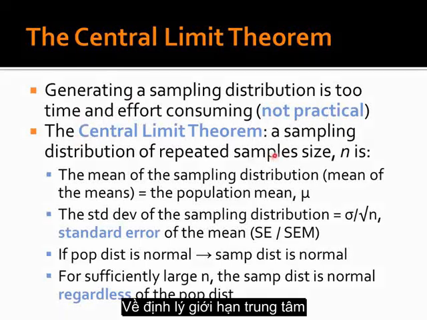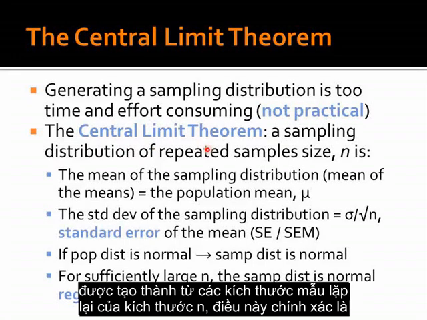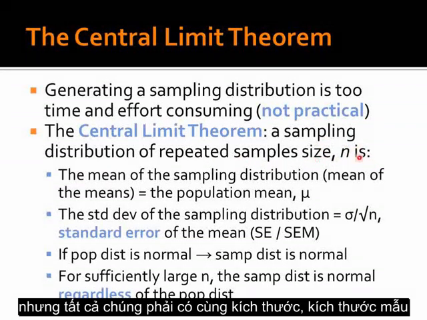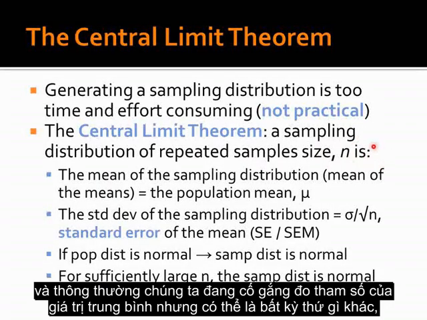Now, the Central Limit Theorem says if we have a sampling distribution, where the sampling distribution is defined to be made up of repeated samples of size n. Now, this is exactly what I've been talking about previously. A sampling distribution is made up of a whole bunch of different sample groups, but all of them must be of the same size, sample size. And usually, we are trying to measure the parameter of the mean, right? But it could be anything else.